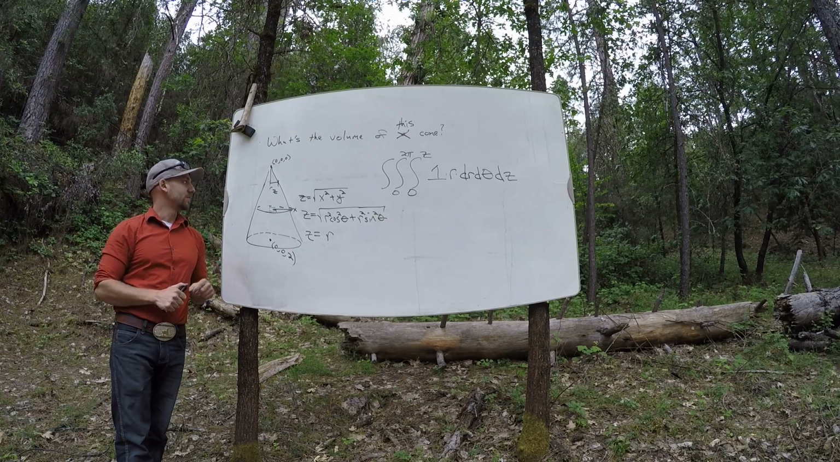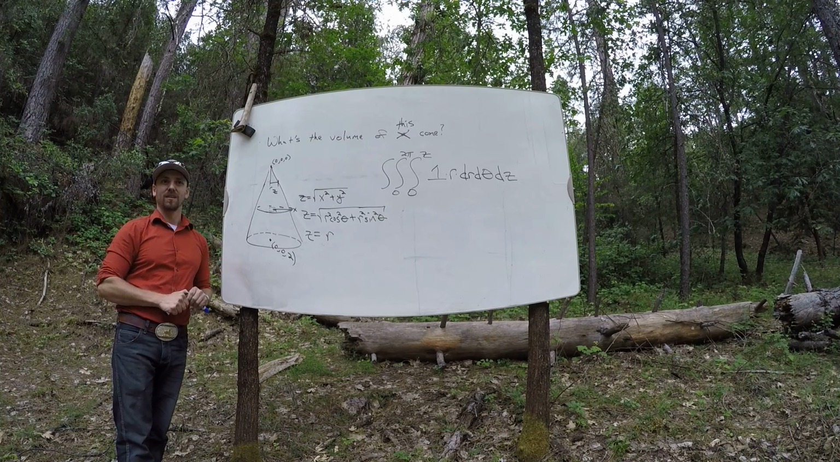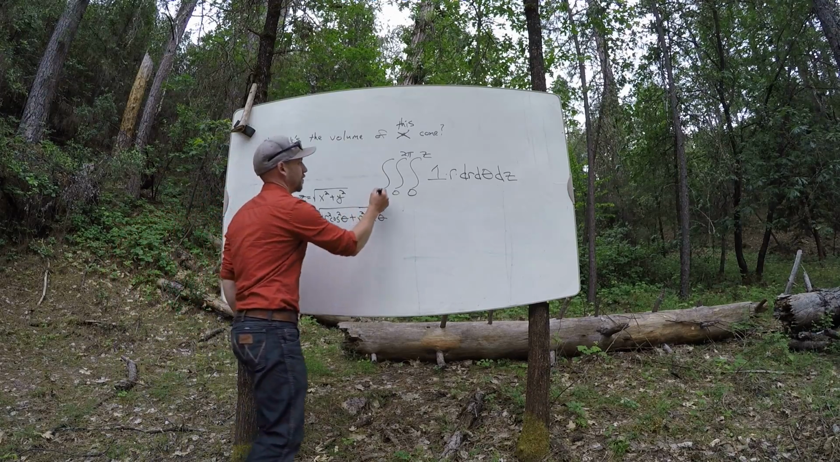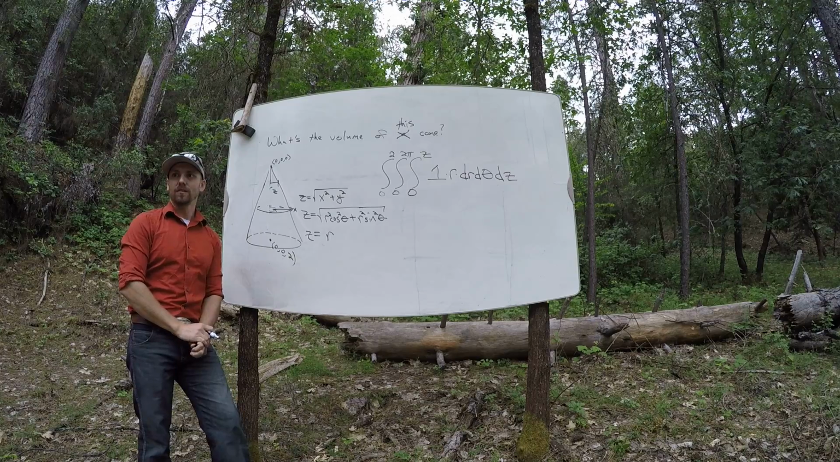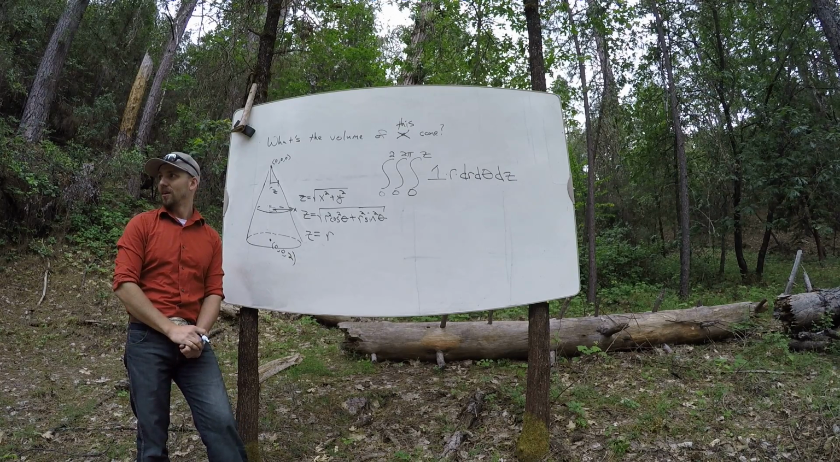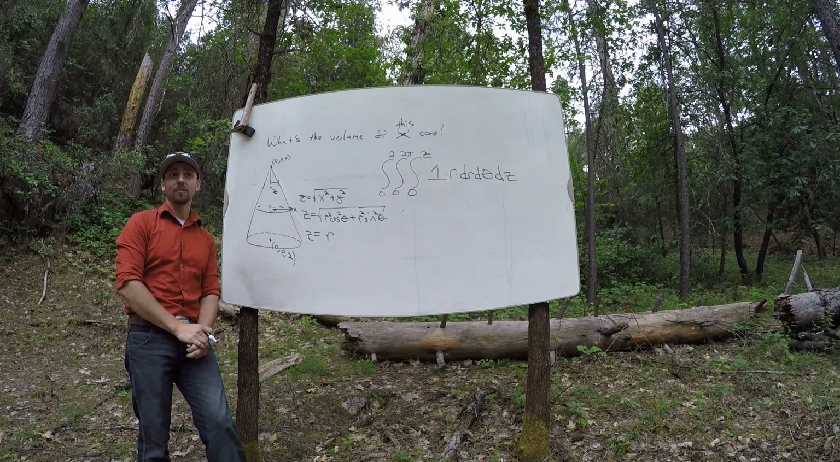Okay, how about the z's? Where your z's vary from? 0 to 2. Perfect. You guys see that? So they don't have to be in terms of the others.